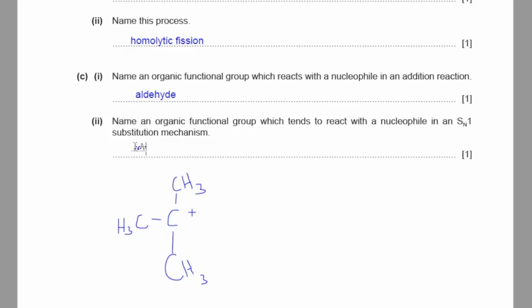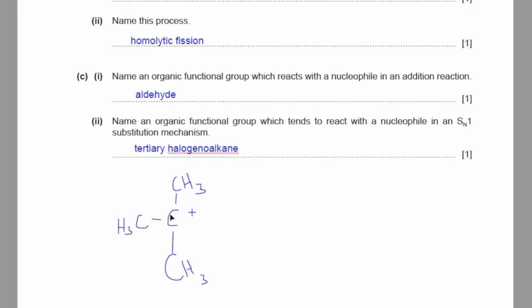a tertiary halogenoalkane. I couldn't think of a tertiary alcohol because there can't be a nucleophilic substitution with tertiary alcohols. It's usually halogenoalkanes, because for a nucleophilic substitution reaction, we need the bond between this carbon atom and whatever it is bonded with over here to break heterolytically.